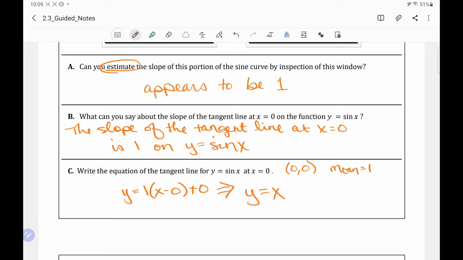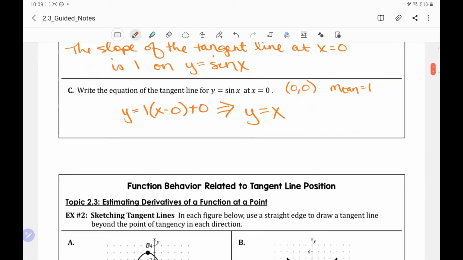Okay? So right now you might be thinking, okay, what's the point? We're just talking about the idea of local linearity. So let's go on to some more examples and go a little further.